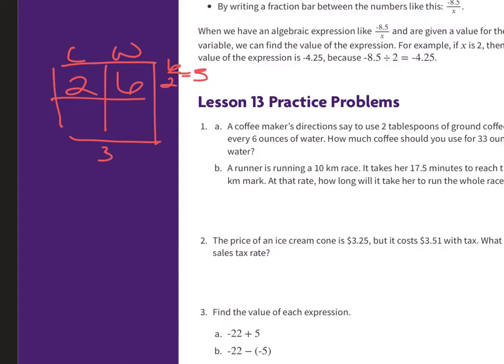So it says how much coffee should you use for 33 ounces of water. So 33 is here, so I'm going backwards to the first column. So instead of multiplying by 3, I'm going to divide by 3. And 33 divided by 3 is 11. Okay, so there's number 1.